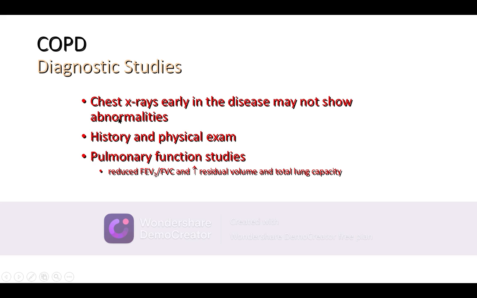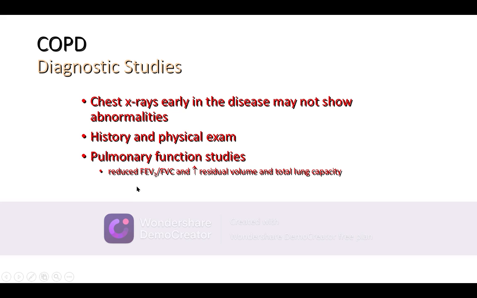Diagnostic studies in this condition: X-rays early in the disease may not show abnormalities. You need good eyes to see the X-ray. I will say how to interpret the X-ray. If your keen eyes can detect it, you can detect it. History and physical examination are needed, of course. Clinical examination is of utmost importance. Pulmonary function studies can be helpful.